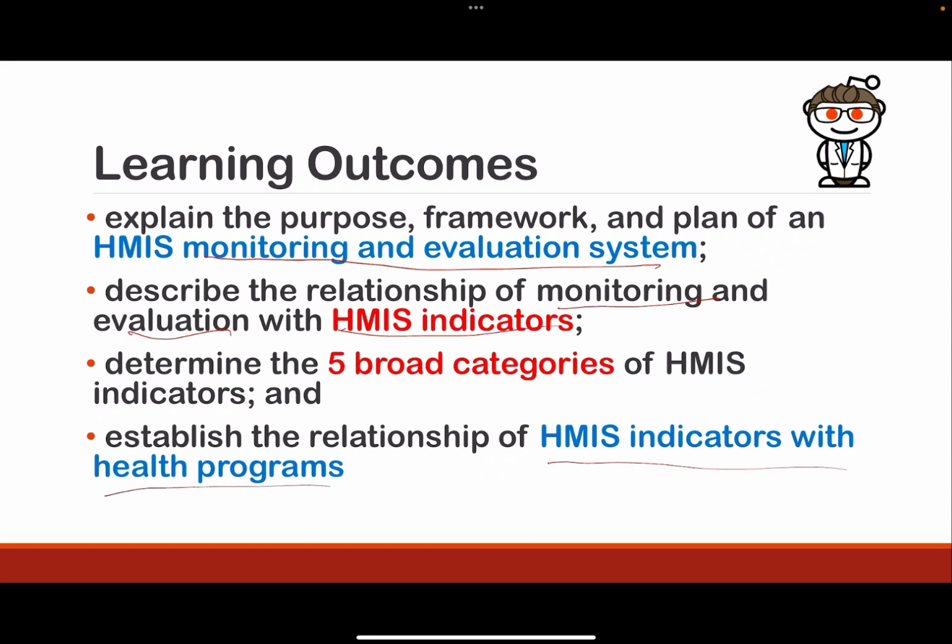Now, you need to remember that your HMIS is specifically designed to assist in the management and planning of health programs. So, it is not about the delivery of care. Okay? It is opposed to delivery of care, because delivery of care is the HIS or Health Information System. So we are talking about HMIS or Health Management Information System.